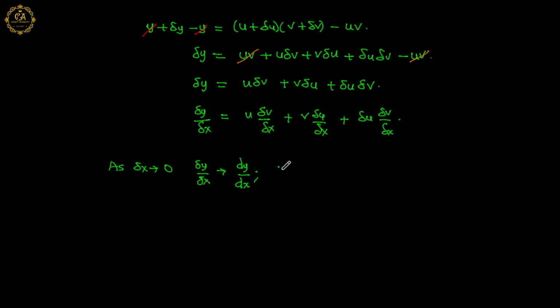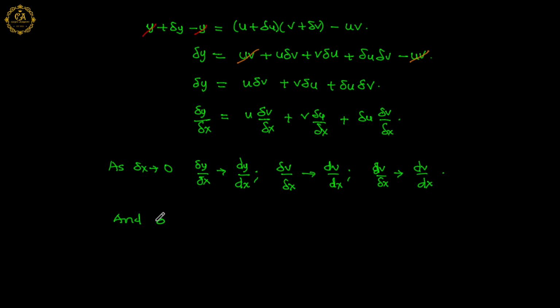Also, delta v by delta x will turn into dv by dx. At the same time, delta u by delta x will tend to du by dx.